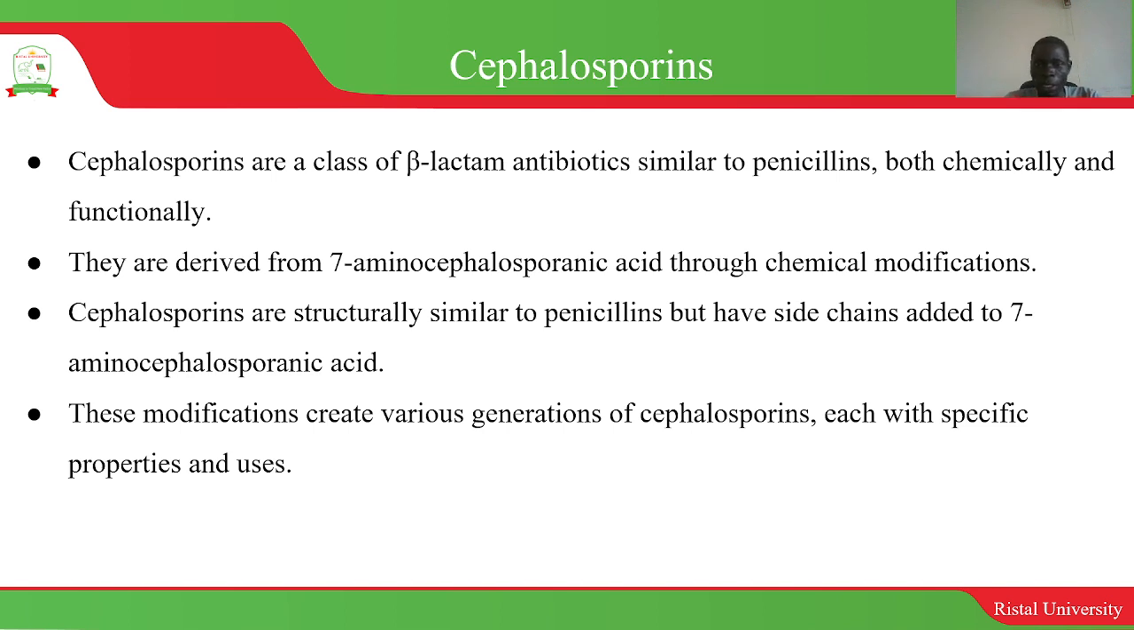Cephalosporins are a class of beta-lactam antibiotics similar to the penicillins, both chemically and functionally. They are derived from 7-aminocephalosporanic acid through chemical modifications. Cephalosporins are structurally similar to penicillins but have side chains added to 7-aminocephalosporanic acid. These modifications create various generations of cephalosporins, each with specific properties and uses.